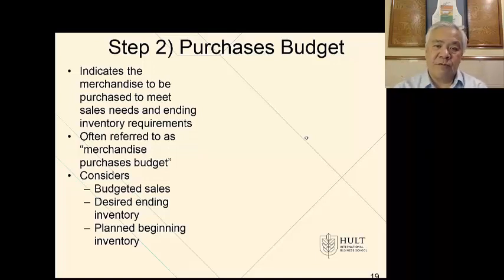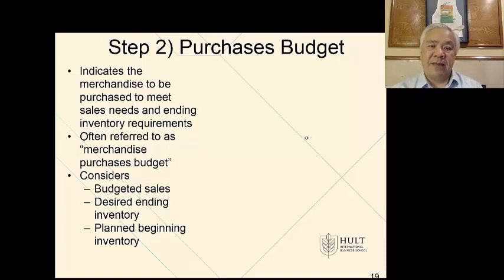We sometimes use the more formal term of merchandise purchase budget. And we consider our budget sales desired ending inventory, because we often don't want to go to 0 in our budget in inventory, because what if we're wrong? We don't want to be subject to a stock out. We often like to have some inventory on hand even though we believe that it is in excess of what we think we would sell.